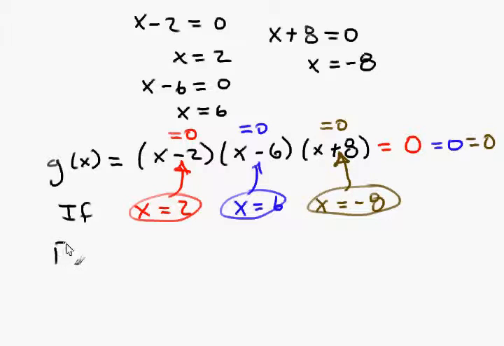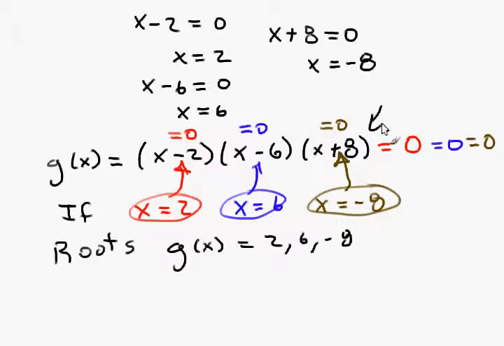The roots of g of x are 2, 6, and negative 8. So when a function is in this form, factored form, we solve each factor for 0 and we find the roots of the function.